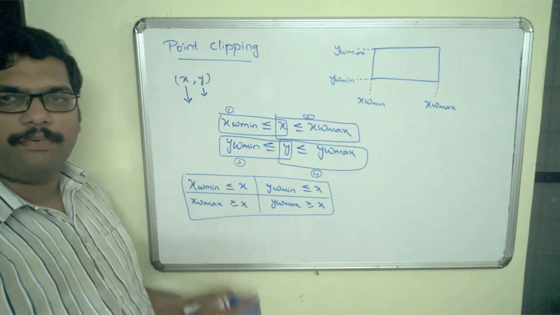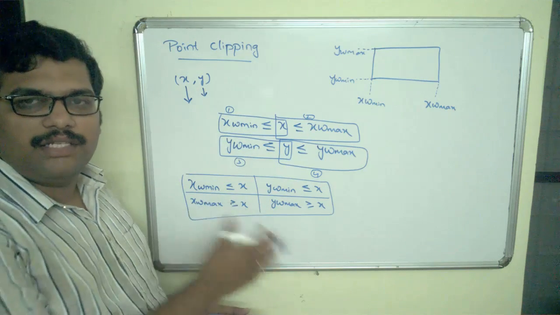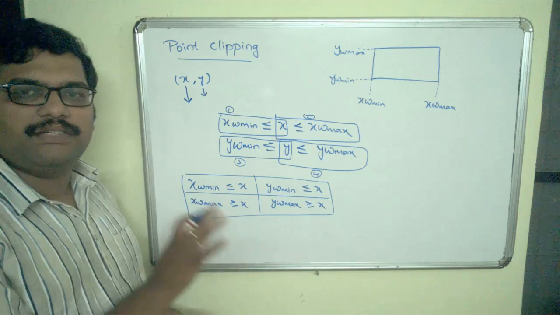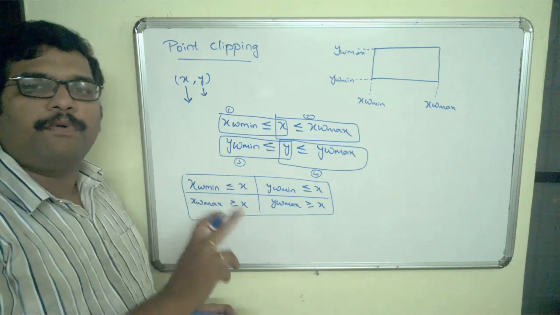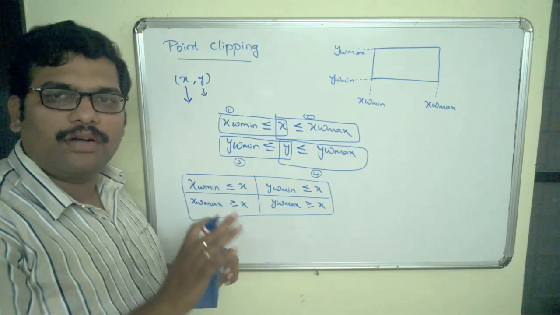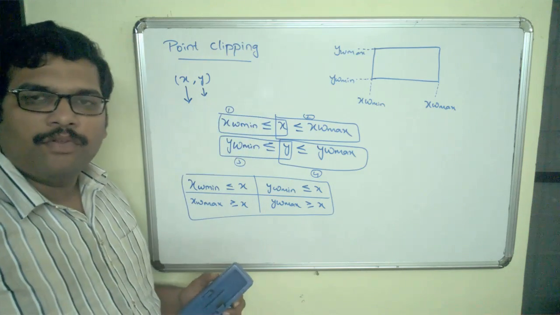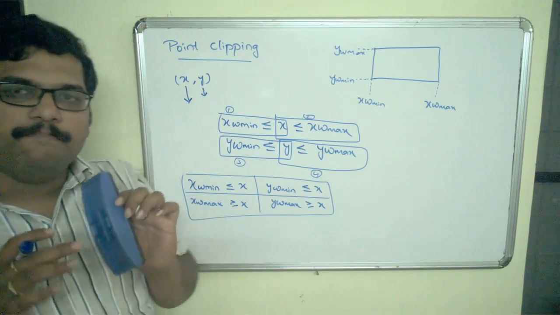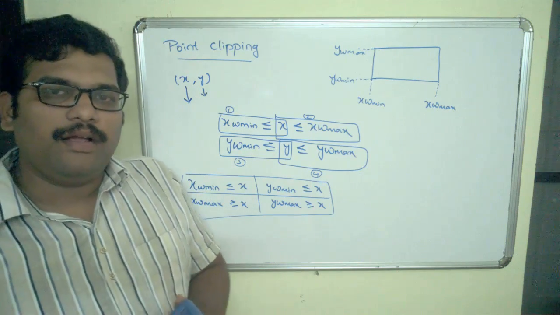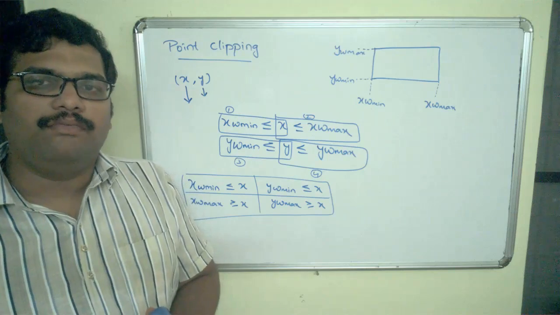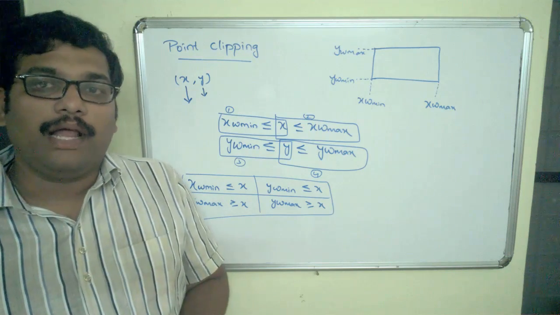So we need to consider the points and check these conditions. If any one of the conditions fails, that implies the point should be clipped. That means the point lies outside the window. So we should not consider that point. Hope you understood this simple point clipping, and let us stop here, and in the next session we will have a discussion on line clipping.